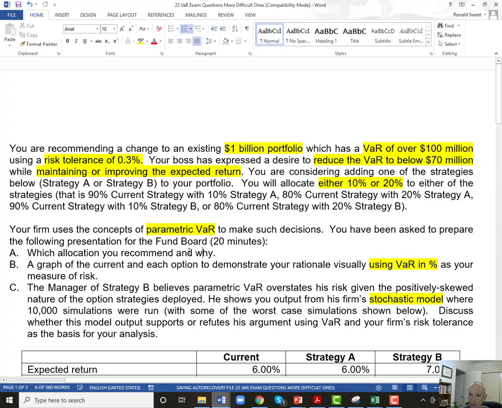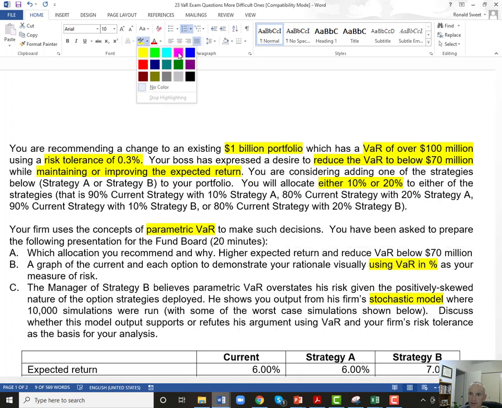Now, you might get asked the question, why not 35% in B? And that gets back to maybe your limits of how much you can put into one strategy. But there's your recommendation. You get a higher expected return and reduce your VAR below 70 million. Now you will show all your work, so everything we just showed, you'd have all your work there. So there's your answer.